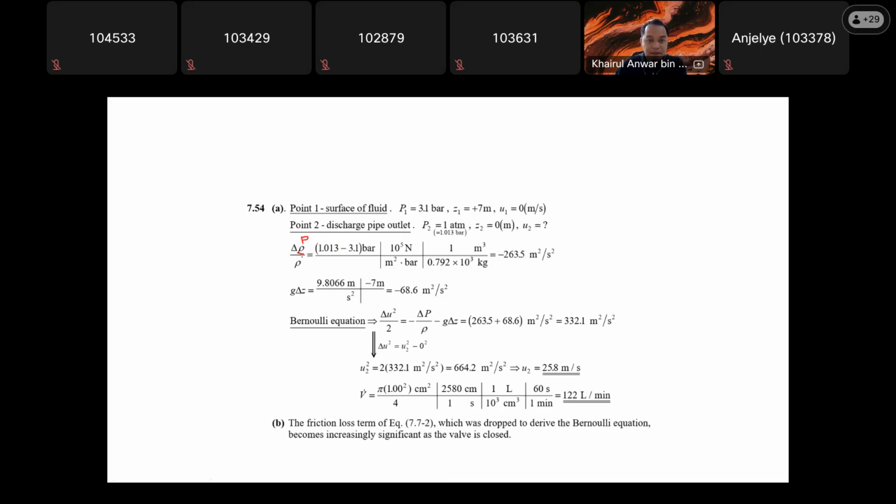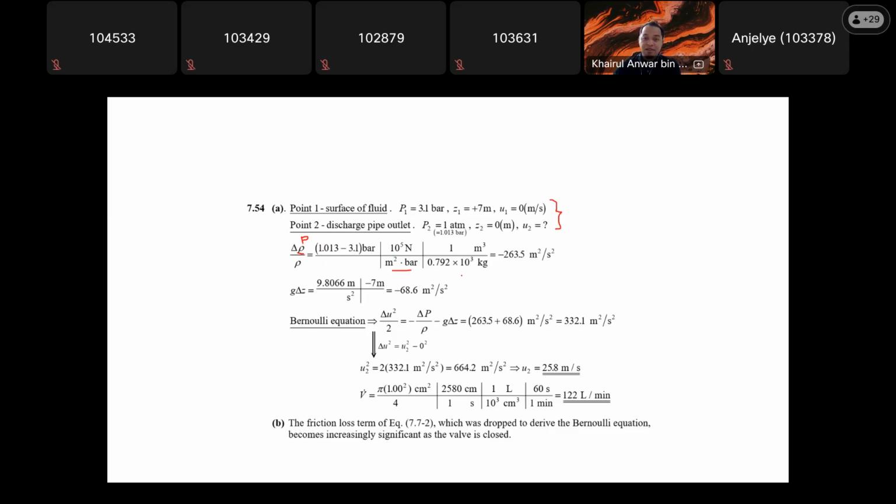So delta P over rho, so the relation to 1.013 minus 3.1 bar, 0.2 minus 0.1. So to answer this question, you need to be firm: which one is 0.1, which one is 0.2? Because later on delta P is 0.2 minus 0.1. In this case, it's different.